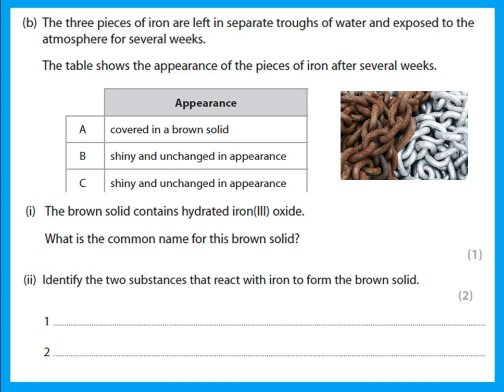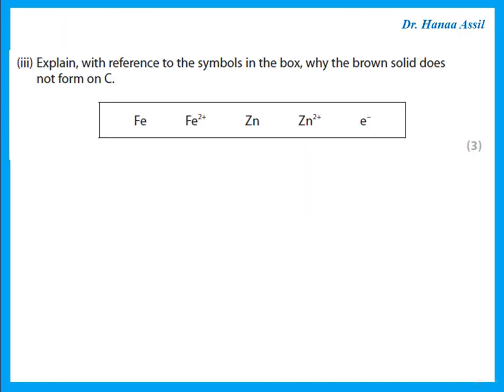Remember, when we have the iron becoming brown like this, we're saying it is covered with rust. So if he says what is the common name of this brown solid, it is rust. But if he says what is the chemical name for rust, remember, rust is something that happens when iron reacts with water and oxygen. So it becomes hydrated iron 3 oxide. That's the chemical name for rust. Now identify the 2 substances that react with iron to form rust. We said that is water and oxygen.